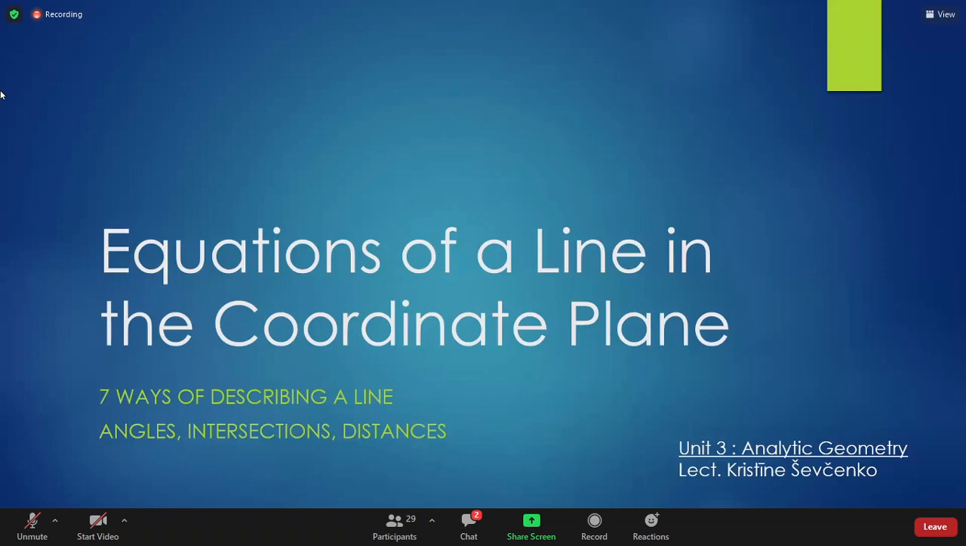With equations of lines. We already started discussing some equations of a line in the plane last time on Friday. So today we are going to have a very quick run through what we read about lines last time, and we will move on and do some practice exercises.